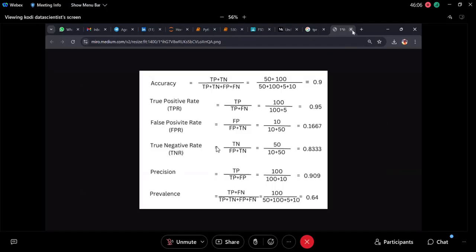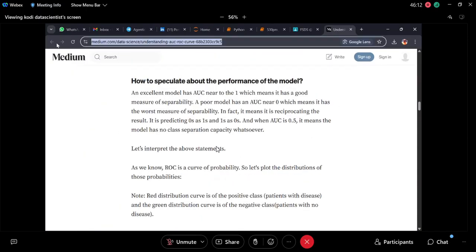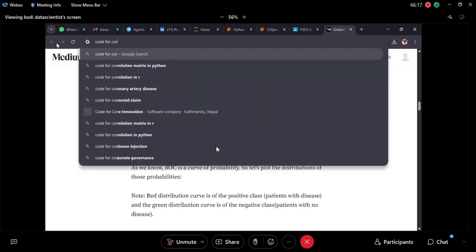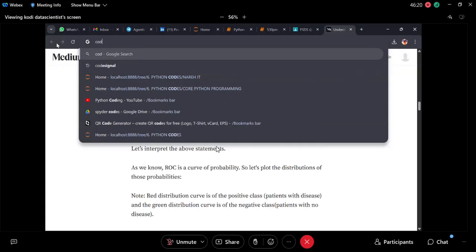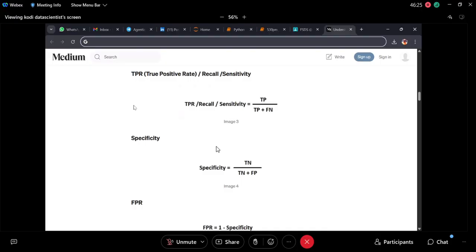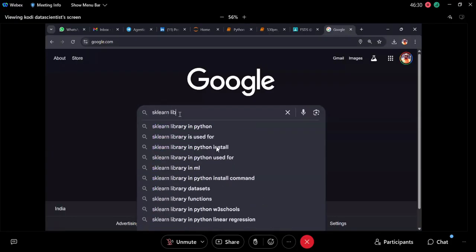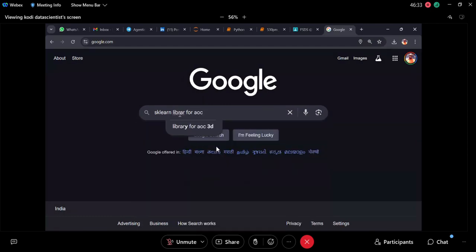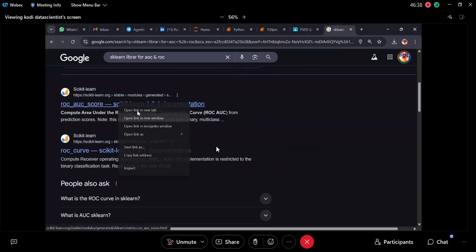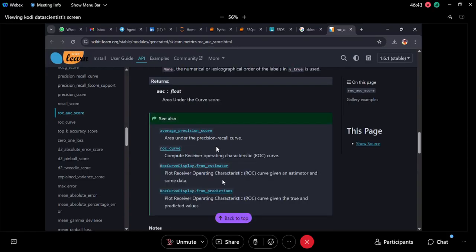Good. So now, how to write the code here? Very simple. Okay, code for TPR, AUC, ROC. I will try to explain; I think you can build it easily. Just one moment. I'll go to Google and search the sklearn library for AUC and ROC curve. So you have the scikit-learn documentation, or not? In these documentations, you will find these parameters, guys.